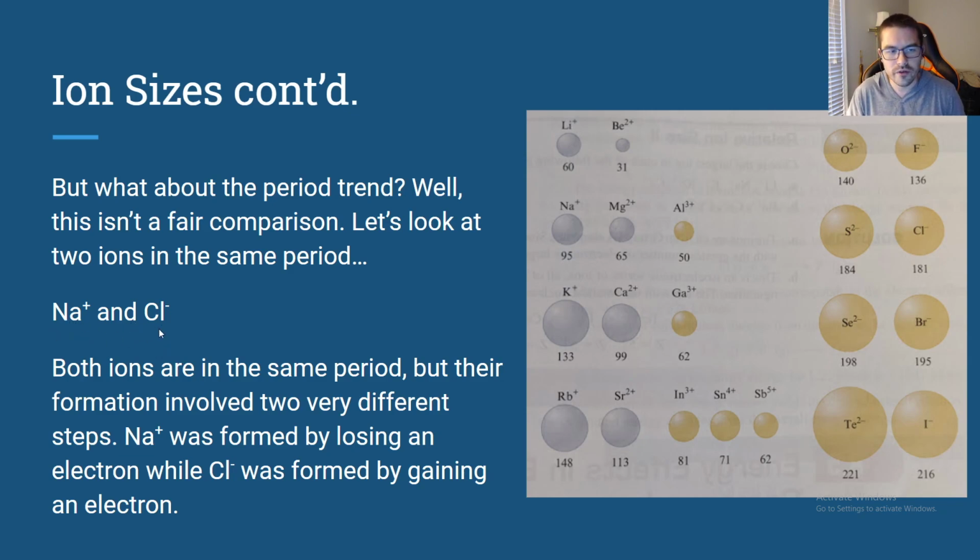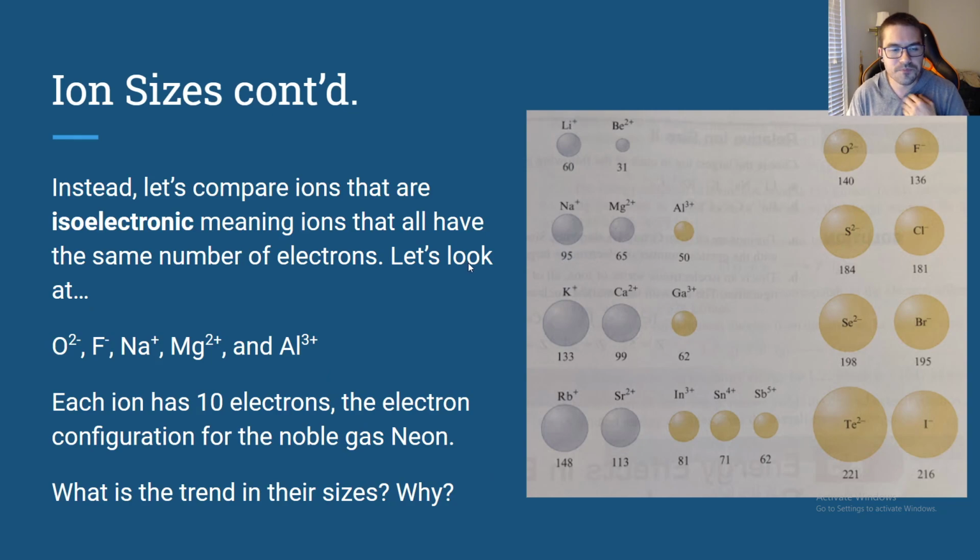And so we're not really going to be comparing these two, well, we shouldn't really be comparing these two ions in the same row because they sort of formed in different ways. What we're going to do instead is compare ions that are isoelectronic, okay? Iso means the same or similar, and electronic is just referring to electrons. So this new vocab word just means that we're going to be looking at ions that have the same number of electrons, okay? They may have formed in different ways.